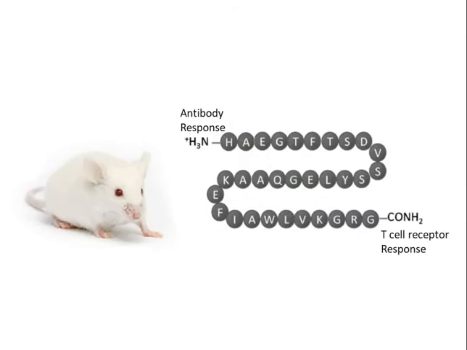For example, when mice were immunized with a small human hormone of 29 amino acids, that is glucagon, antibody will be elicited to the amino terminal portion of this hormone, whereas the T cell will respond only to epitopes in the carboxyl terminal portion of this protein.